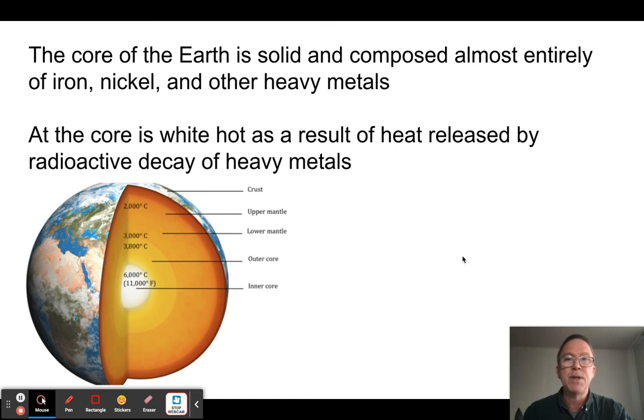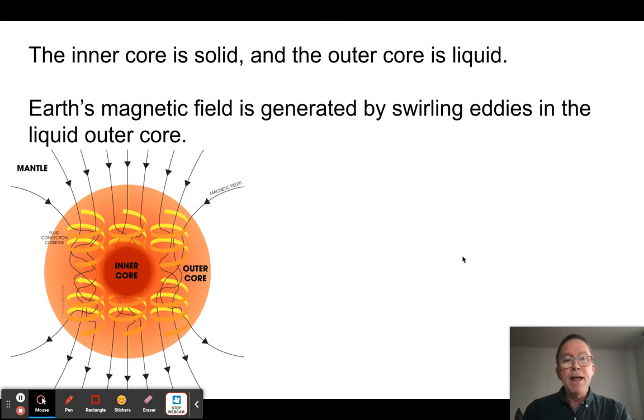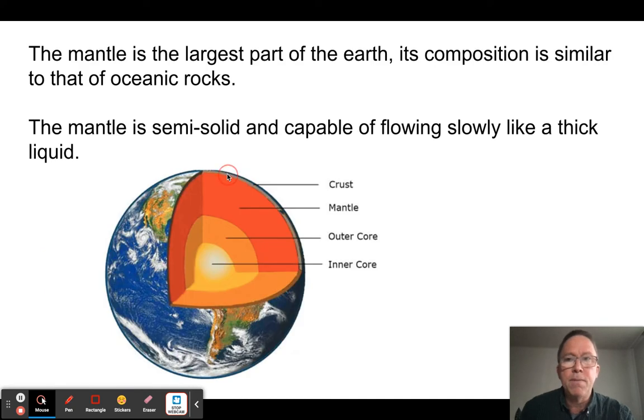It's 6,000 degrees. Now, the inner core is solid, but the outer core, because the pressure is a little bit lower, is liquid. And that liquid iron spins and swirls as it does so because the world's rotating. And as it does that, that generates Earth's magnetic field. I don't know if they'd ever ask you that question, but Earth's magnetic field, which protects us from a lot of solar radiation, is generated by these swirling eddies in the outer core.